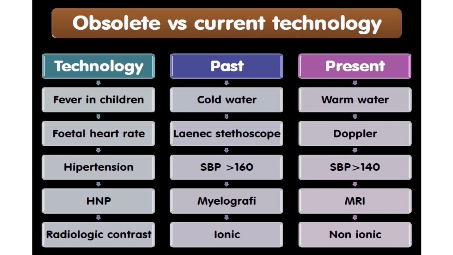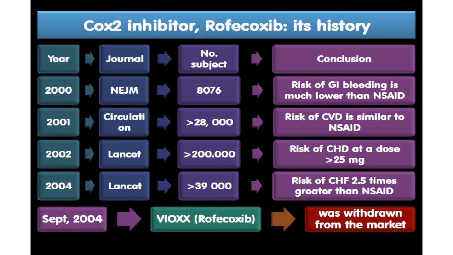A good lesson can be seen from this slide. Let me show you the story of a drug which we call rofecoxib. In 2000, it was published in the New England Journal of Medicine, a very high-ranked medical journal, that the study showed the risk of GI bleeding is much lower than with NSAIDs. As we all know, rofecoxib is a COX-2 inhibitor. It was proposed to be better than non-steroidal anti-inflammatory drugs because the problem of NSAIDs is gastric bleeding. This drug was introduced to reduce the risk of gastric bleeding.